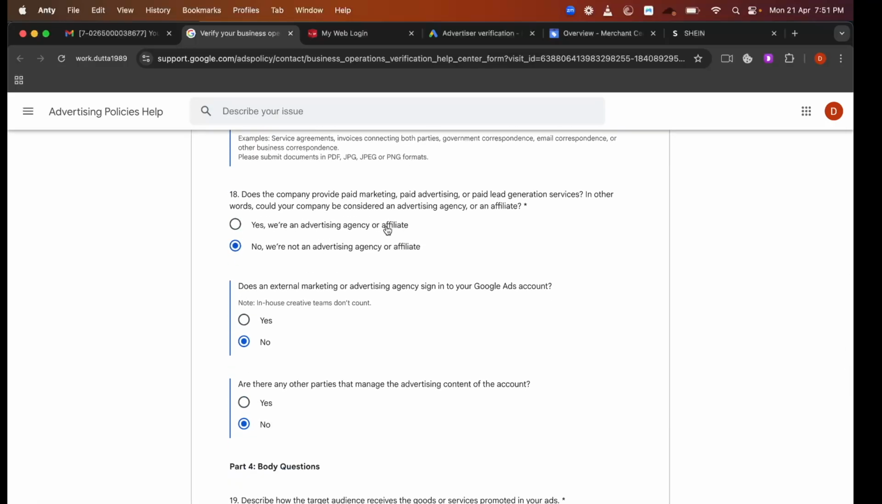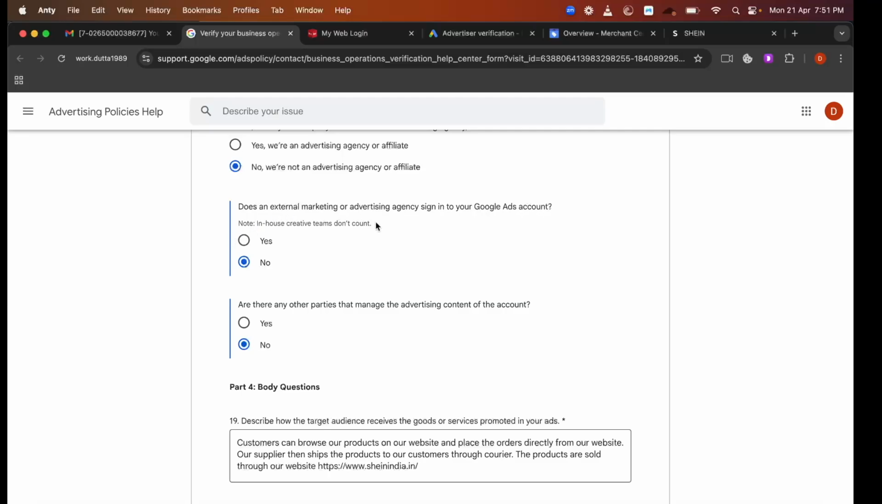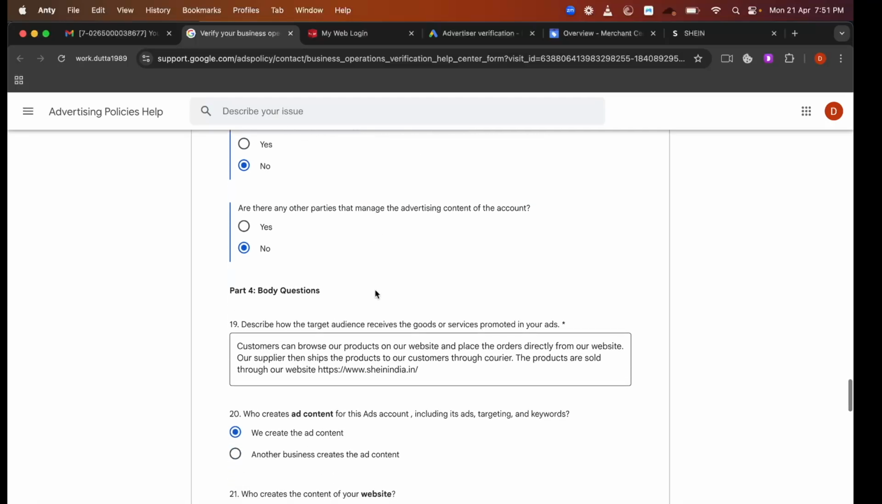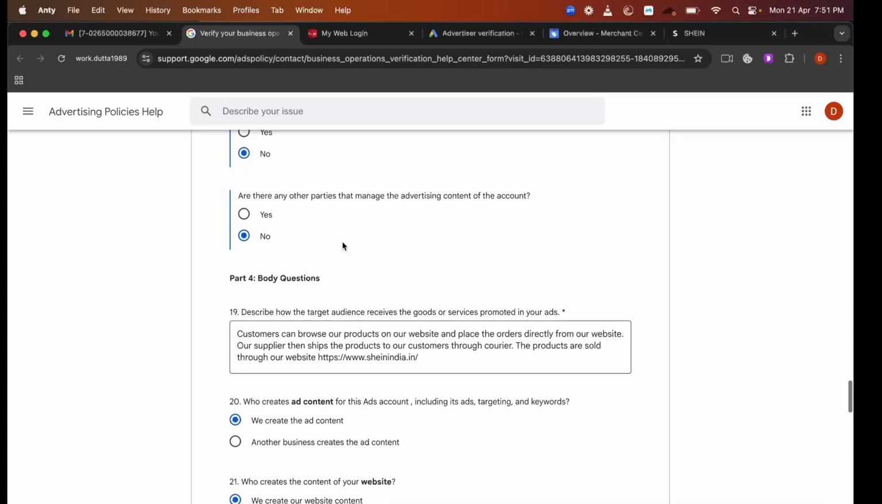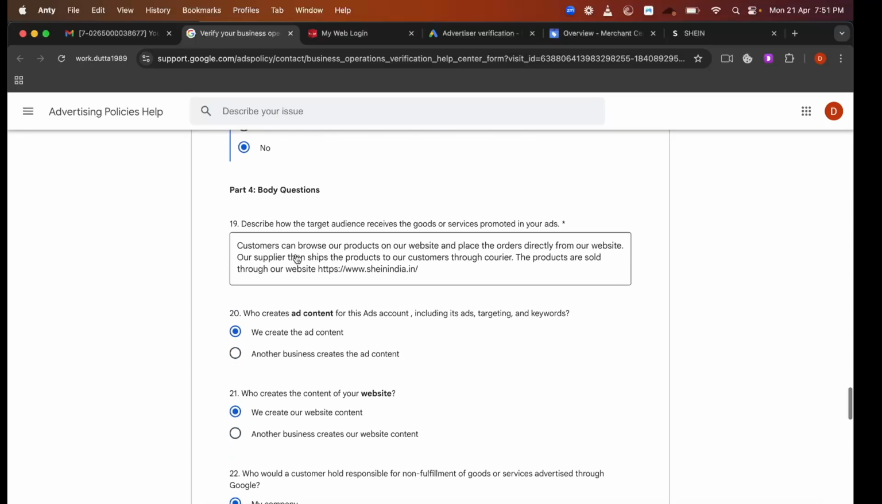Does the company provide paid marketing, paid advertising, or paid lead generation services? Now this is related to your advertising practices, not to business operations, so this part should be easy. No, we are not an advertising agency. Does an external marketer sign in to your Google Ads account? You select no. Are there any other parties that manage the advertising content of the account? You select no.